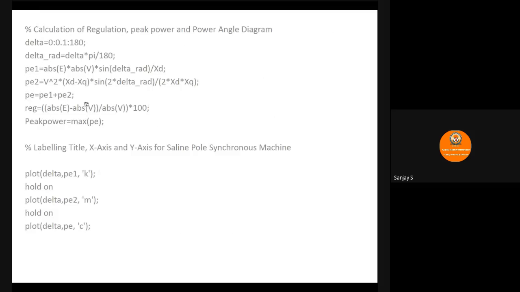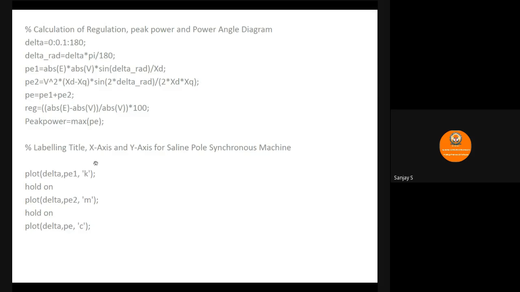You can see P1 is absolute of E, absolute of V, sin of delta by XD, which is EV by XD sin delta, the first term. Second term, V square into XD minus XQ, sine of 2 into delta in radians, divided by twice XD XQ. So the resultant of P1 and P2 will be your actual real power. So P will be equal to P1 plus P2. Then as usual, the formula for regulation, E minus V by V into 100, and peak power, maximum of P.